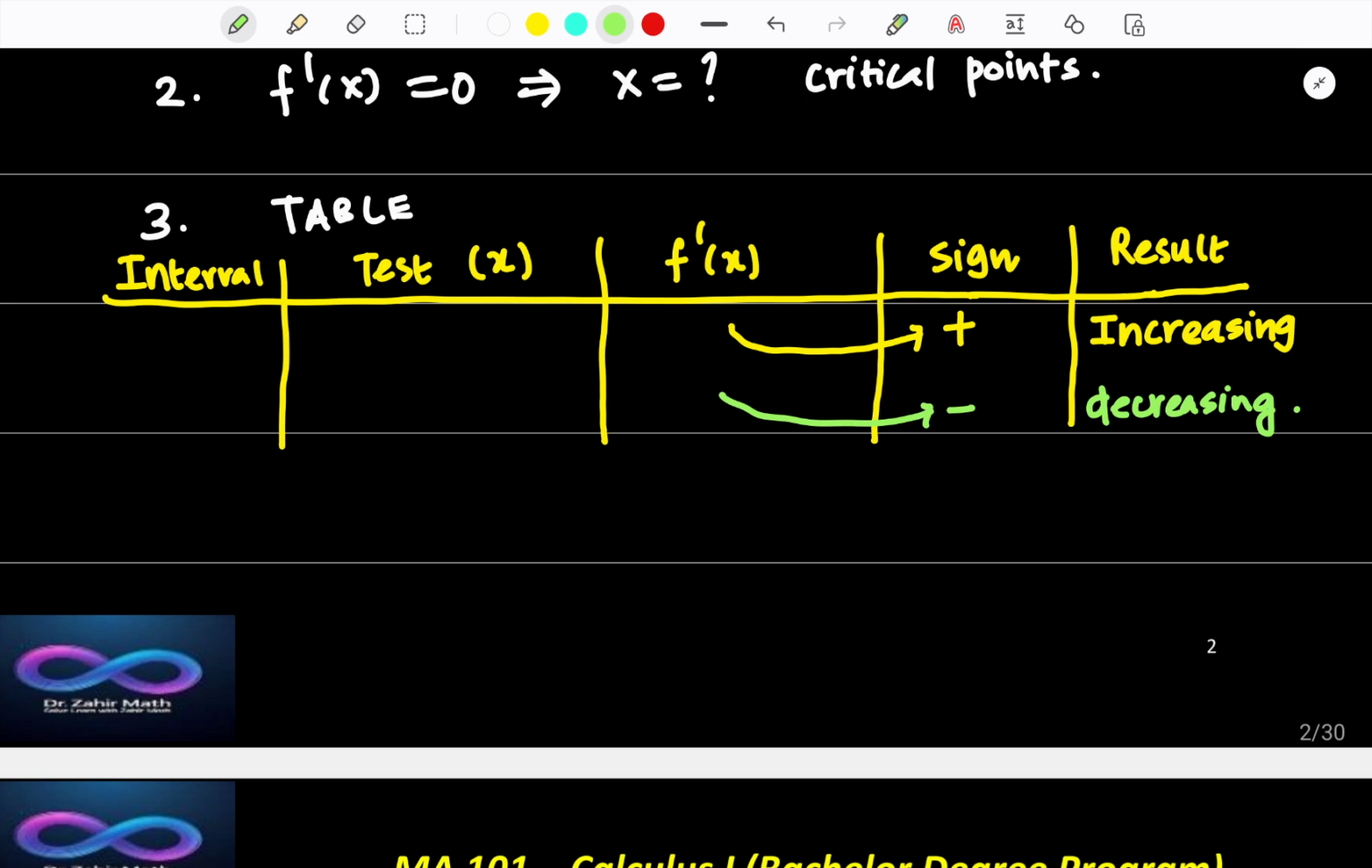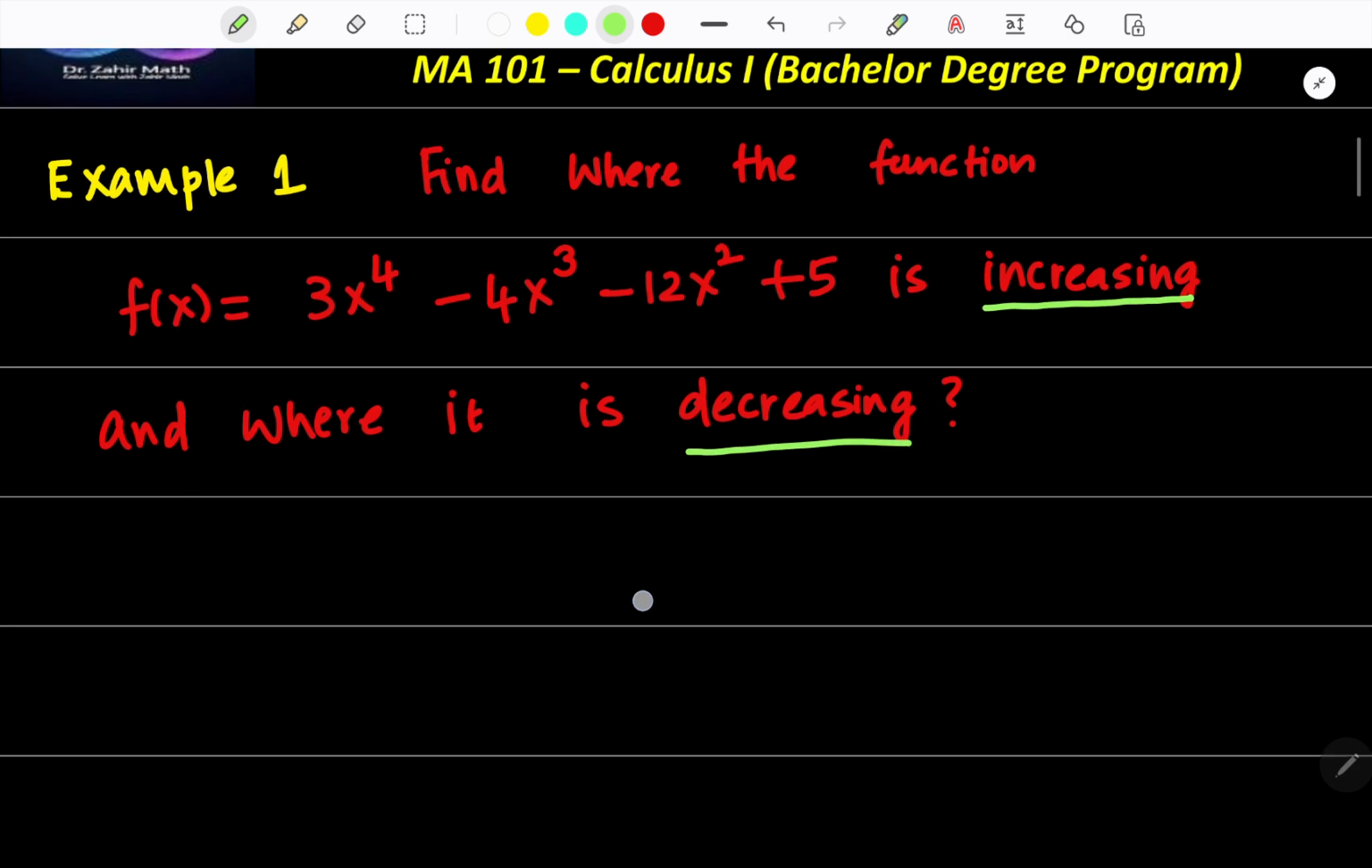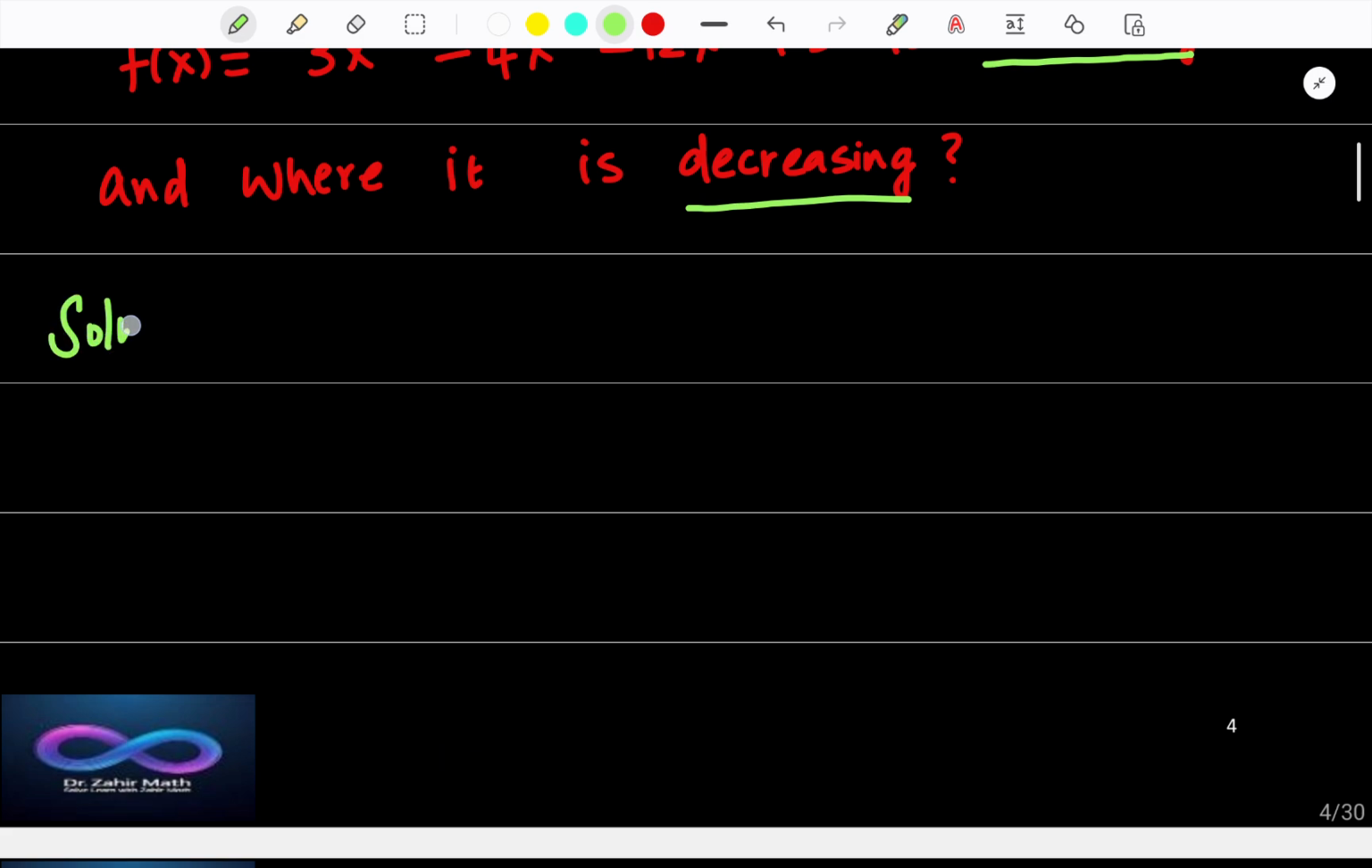Let me go to the first question. Example 1: find where the function f of x equals 3x to the power of 4 minus 4x to the power of 3 minus 12x to the power of 2 plus 5 is increasing and where it is decreasing. So they are asking increasing and decreasing. Let's start the solution.